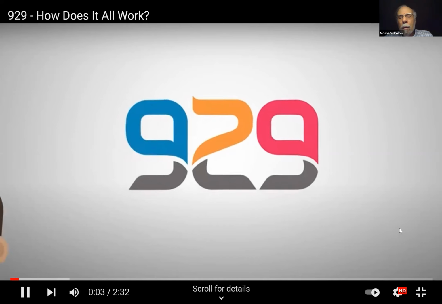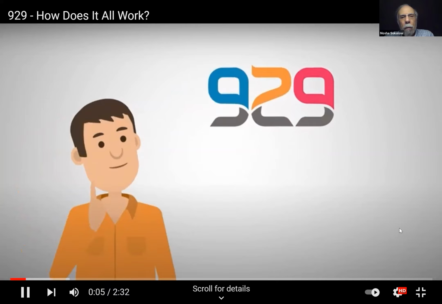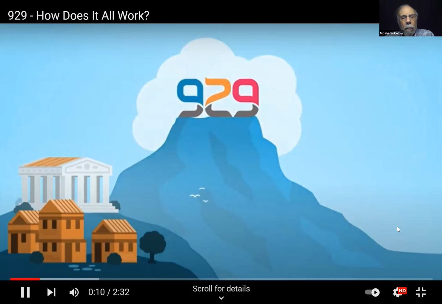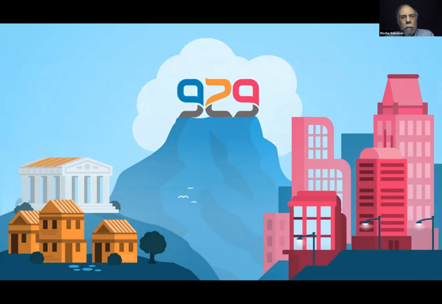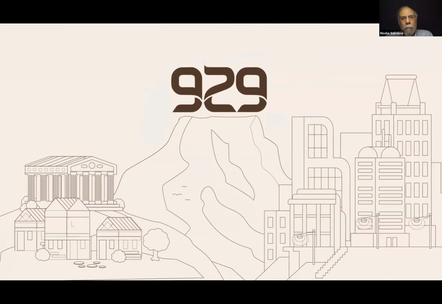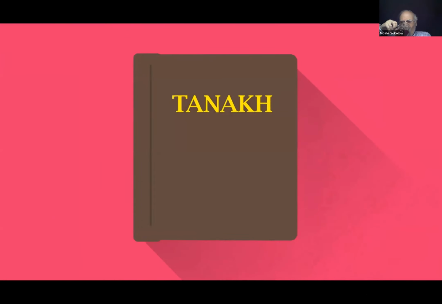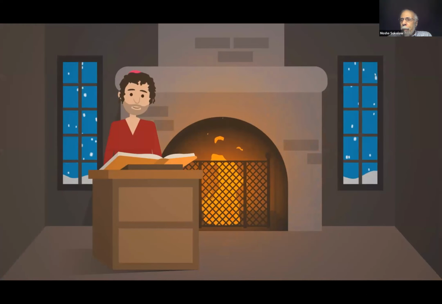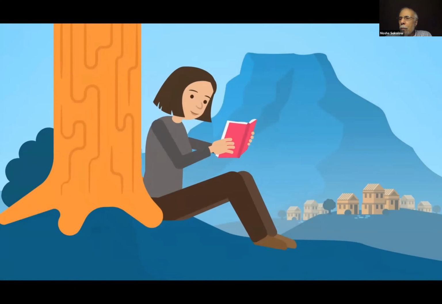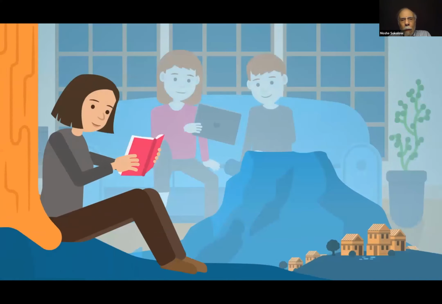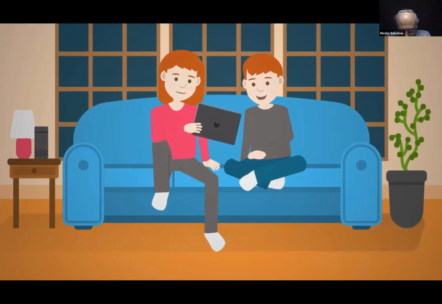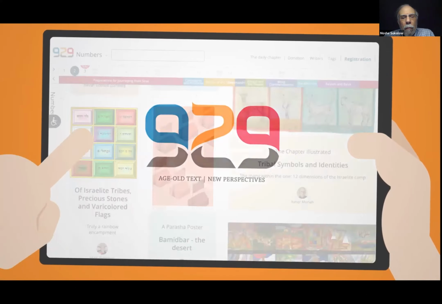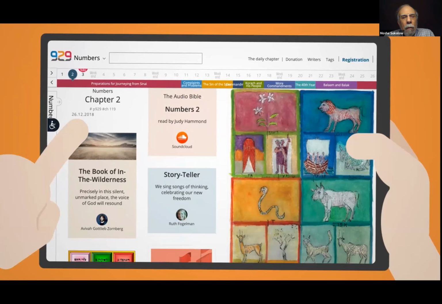929. Have you ever considered the significance of this number? It's formed a rhythm to life with the power to connect someone from 1,000 years ago with someone from today. 929 is the number of chapters in Tanakh, the Hebrew Bible. Chapters that people have been reading, sometimes one at a time, sometimes as a collective, for thousands of years. And now, that age-old rhythm can be experienced in an entirely new way. 929 is a website launched in July 2018 that you can access via URL or app.